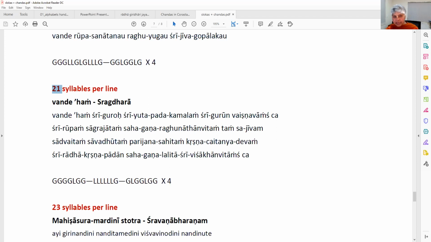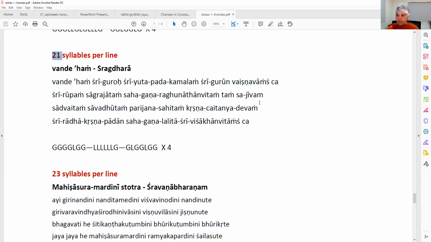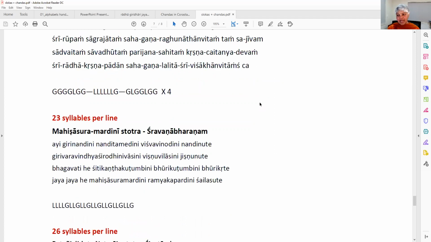Okay. Now, the next one. Now, the last two verses, I've just put them in because I found them incredibly beautiful. So this is 23 syllables, and it's in a meter called Shravana Abharanam. Shravana Abharanam, the ornament for the ear. Okay. And this is the Mahishasuramardini Stotram, which a lot of Indians, especially South Indians, would know.